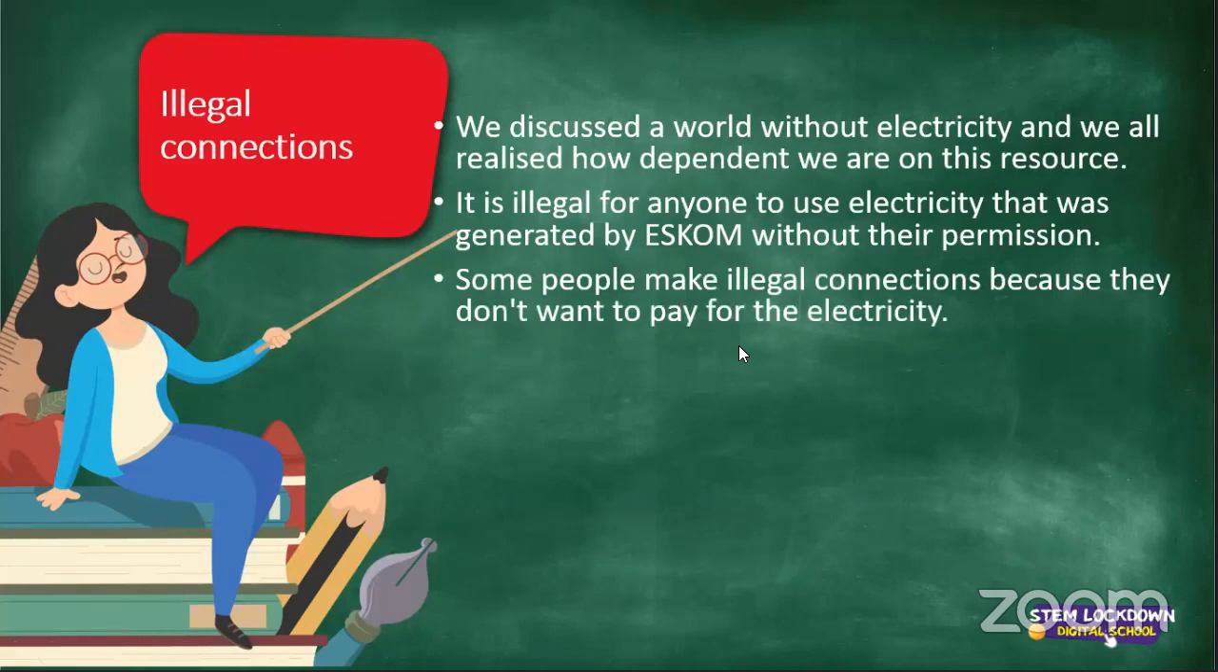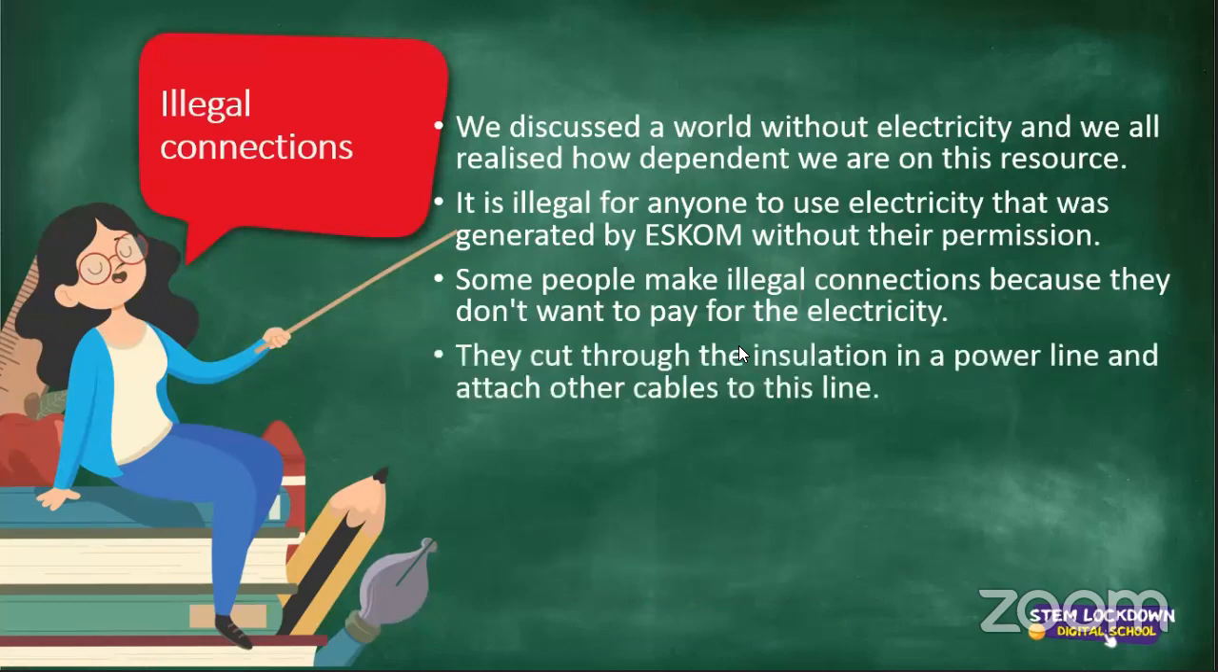Some people make illegal connections because they don't want to pay for the electricity. They cut through the insulation in a power line and attach other cables to this line. We just calculated watts, and we are aware that it is expensive to run appliances in our home. There are appliances that use up a lot of energy. Some people don't want to pay for this because it is so expensive, so they would rather cut through the insulation of the power lines and attach their own cables, just so that they can make use of the electricity.